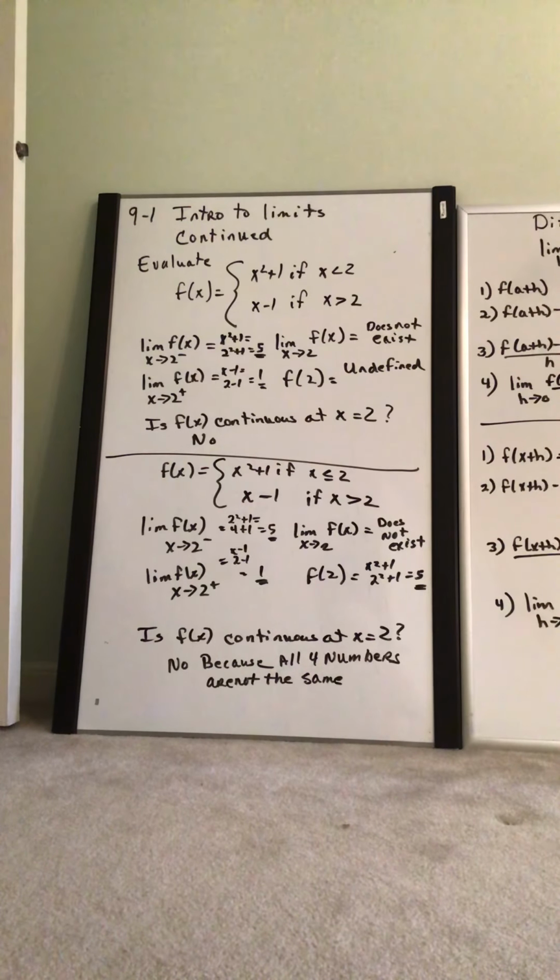So I wrote the x squared plus 1. As we did before, I put the 2 in for the x, so 2 squared is 4 plus 1, the answer is 5. For the second piece, when I approach 2 from the positive side, since that means the greater side, I use the x minus 1. I put the 2 in, 2 minus 1 is 1.